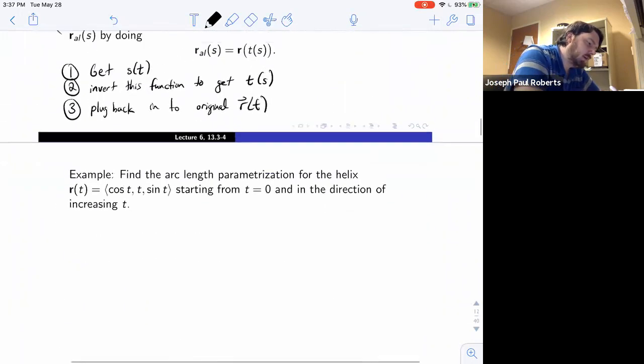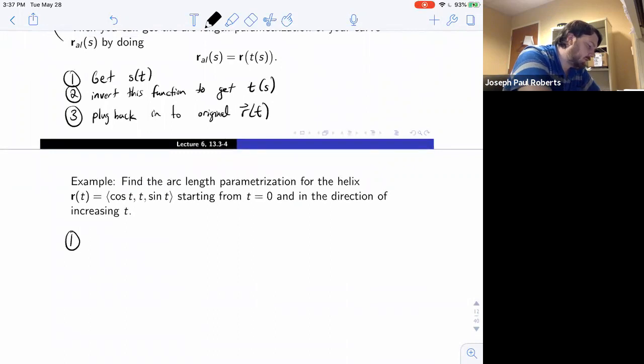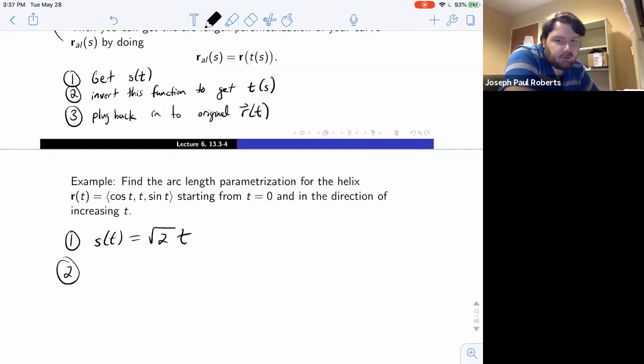So let's take a look. To get the arc length parameterization, the first step is to get the arc length function, which we saw a few minutes ago was square root of 2 times t. Step 2 is, this is odometer as a function of time. We want to find time as a function of odometer. Be prepared for a couple more steps for more complicated things, but just solve for t in terms of s. In this particular case, it's as simple as dividing by square root of 2.